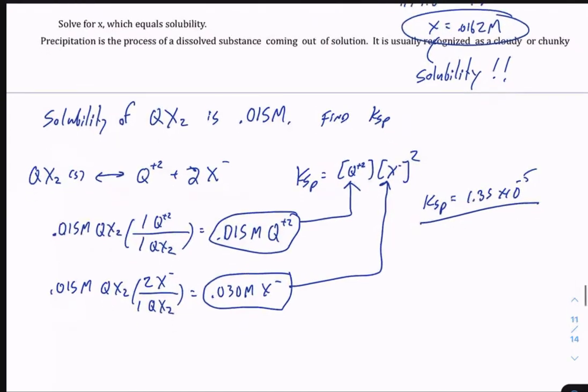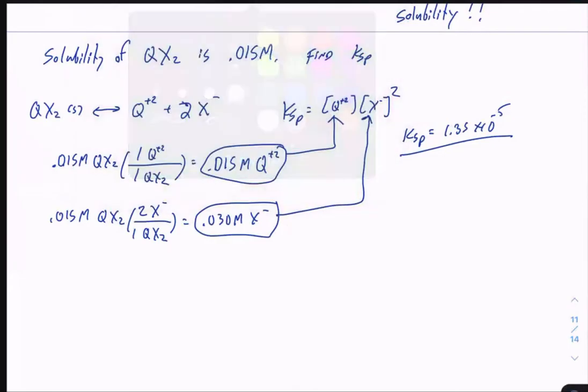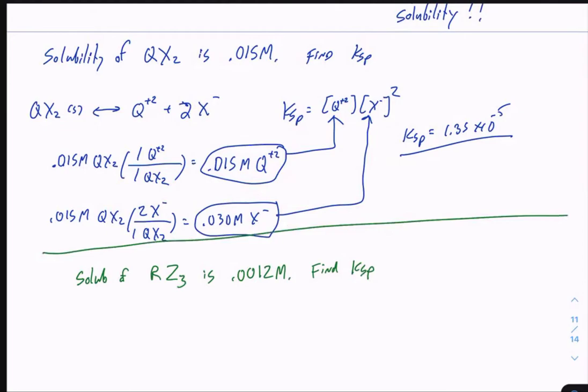That was me walking you through one. Let me give you one for you to do completely on your own. Got this new made-up formula called RZ3. Sounds like something out of a Star Wars spinoff.